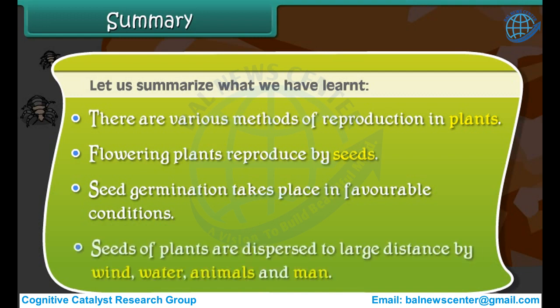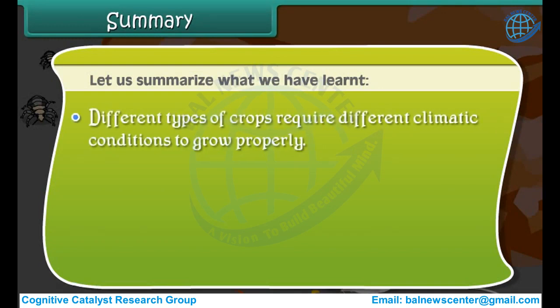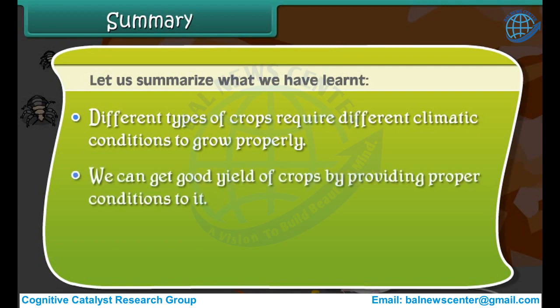Seeds of plants are dispersed to large distances by wind, water, animals, and man. Different types of crops require different climatic conditions to grow properly. We can get good yield of crops by providing proper conditions to it.